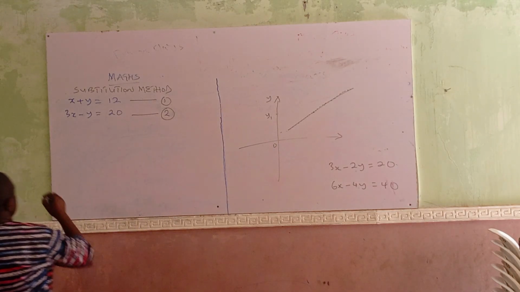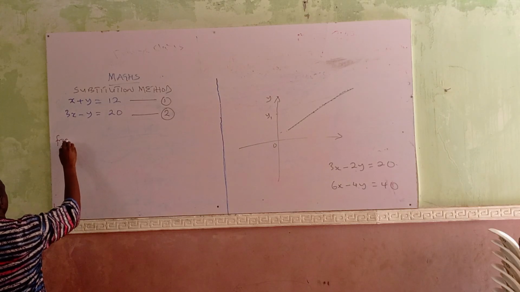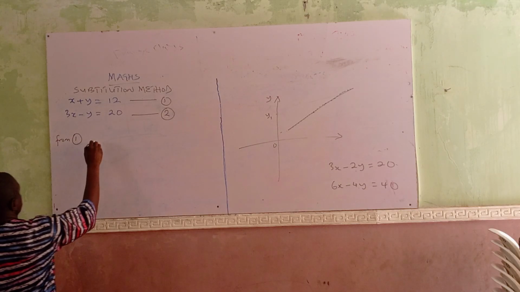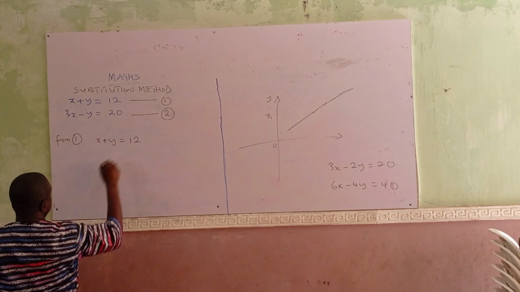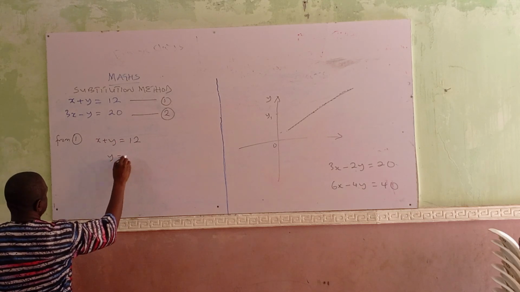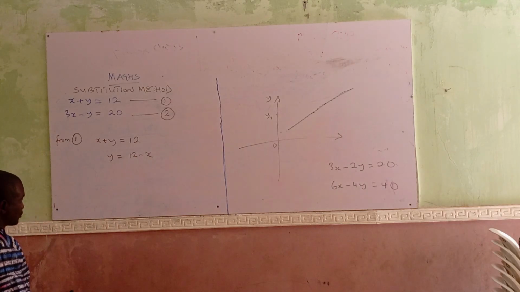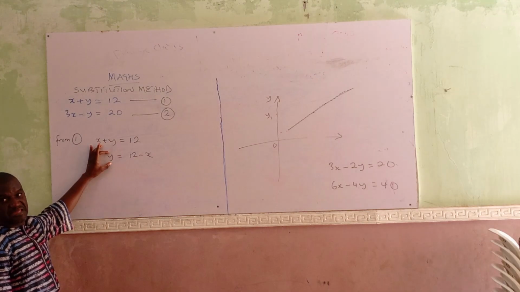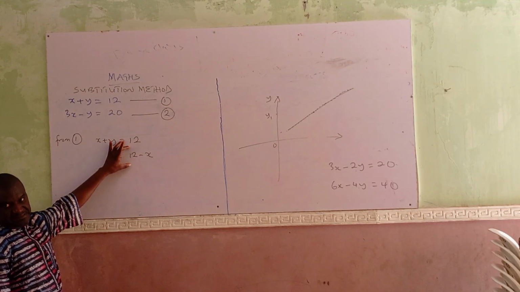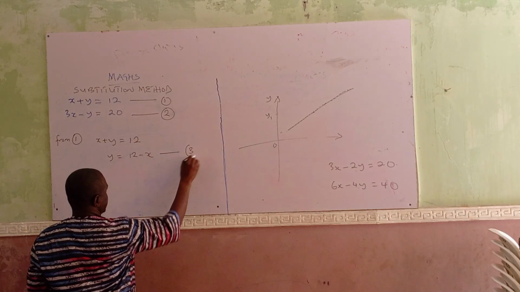So here we can say, using 1, x plus y is equals to 12. So y will be equals to 12 minus x. Here we have made y the subject. In other words, we have expressed y in terms of x. Is that okay? So this one, you number it to be equation 3.